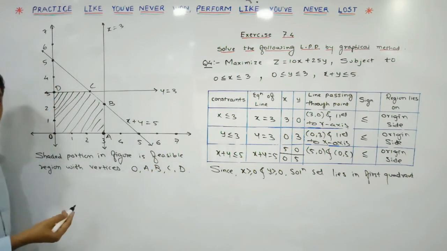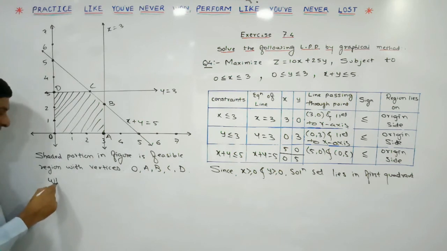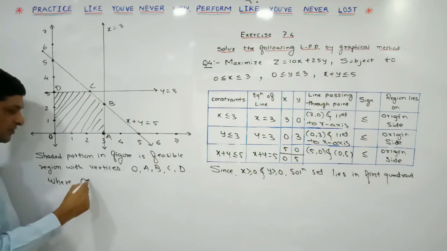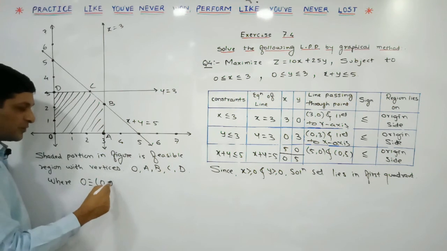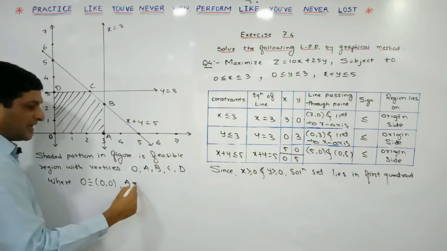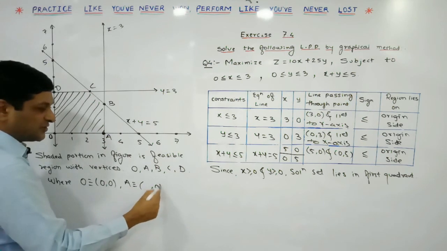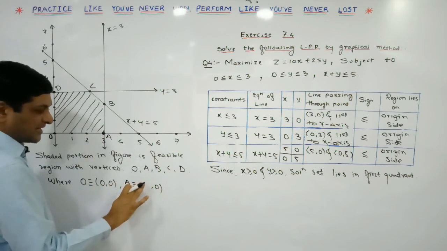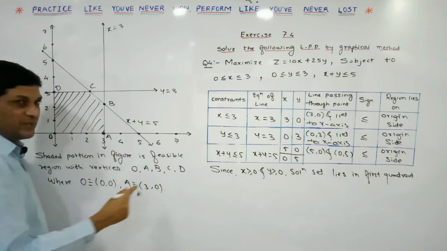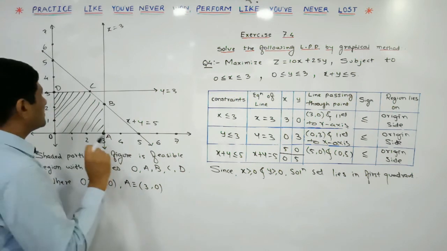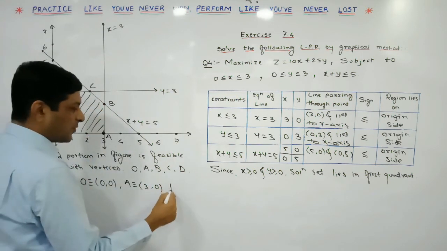Now we are trying to find out the coordinates of these vertices, where O means what? Origin. We know that the coordinates of the origin are (0, 0). A lies on which axis? The x-axis, so its y coordinate is 0, and here we can easily observe that the x coordinate will be equal to 3.